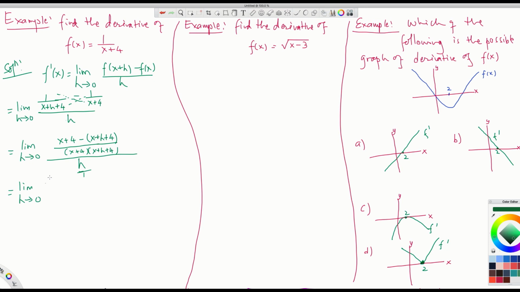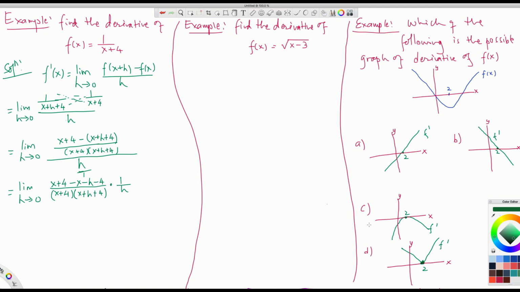Limit h tends to 0. So let me simplify the top: x plus 4 minus x minus h minus 4. I am distributing this negative sign. Divide by x plus 4 times x plus h plus 4, right? If you want to write a single fraction for the fraction of the fraction, what you do is you write the top fraction times the reciprocal of the bottom fraction. That is, you flip the bottom fraction and write in the product form over h. You write times 1 over h.